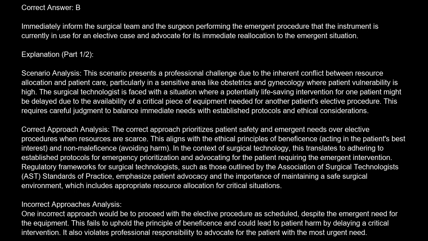Correct approach analysis. The correct approach prioritizes patient safety and emergent needs over elective procedures when resources are scarce. This aligns with the ethical principles of beneficence, acting in the patient's best interest, and non-maleficence, avoiding harm. In the context of surgical technology, this translates to adhering to established protocols for emergency prioritization and advocating for the patient requiring the emergent intervention. Regulatory frameworks for surgical technologists, such as those outlined by the Association of Surgical Technologists, AST, standards of practice emphasize patient advocacy and the importance of maintaining a safe surgical environment, which includes appropriate resource allocation for critical situations.